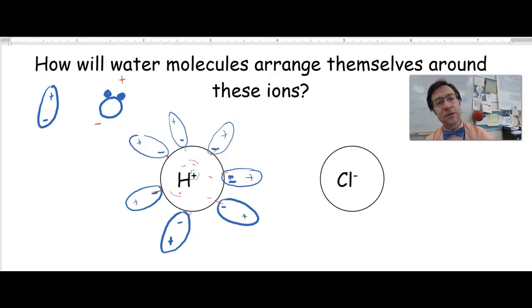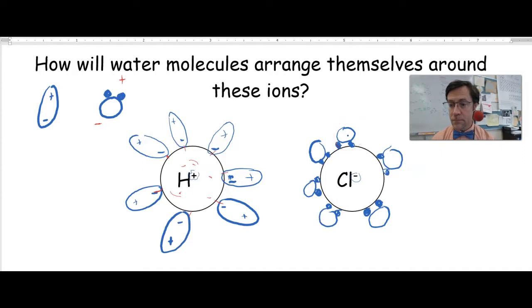Now, same thing, only completely different over here at the chlorine. The chlorine is negative, so that tells me that probably the positive end of the water is going to stick to this guy, and the waters will arrange themselves this way around this negatively charged chlorine.